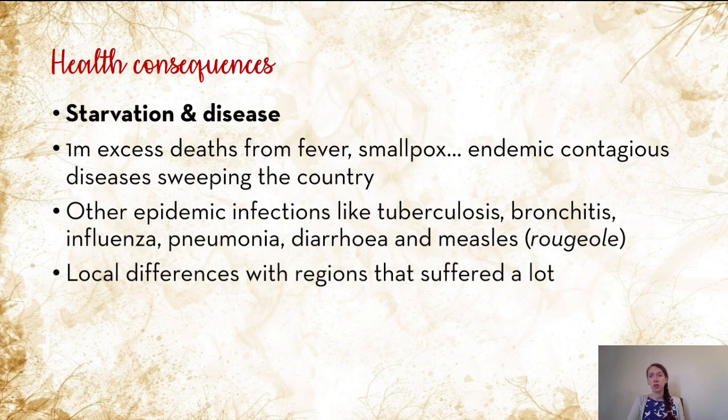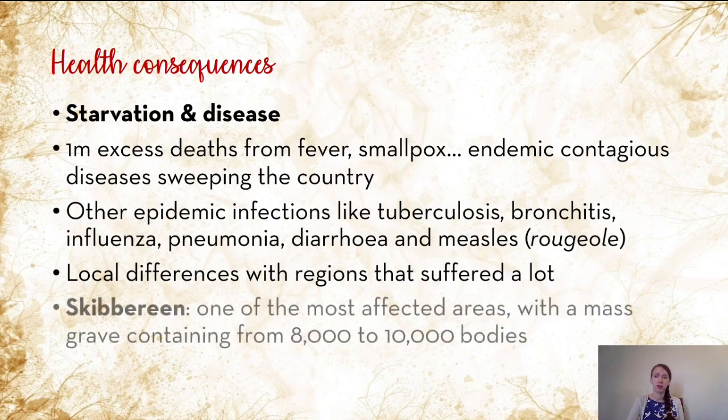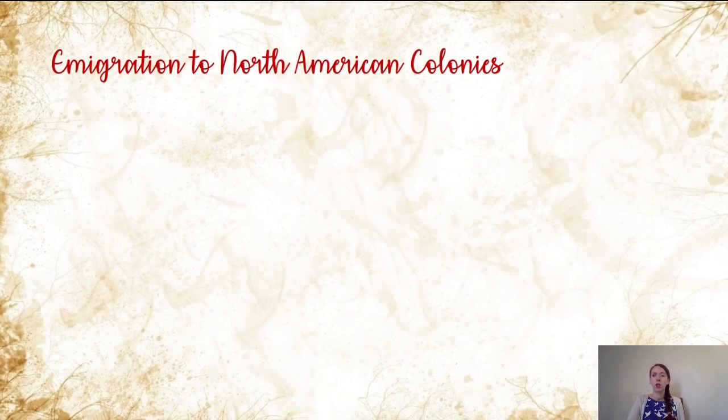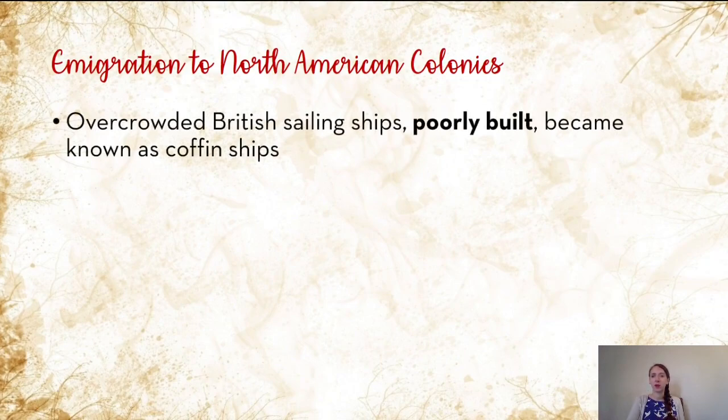Of course, there were regional differences, meaning that certain regions were affected more than others. Skibbereen was one of the most affected places, with a mass grave containing anywhere between 8,000 to 10,000 bodies. This led to massive emigration of Irish people. So there was population loss due to starvation, diseases, but also due to emigration. People who lived but decided to live somewhere else.